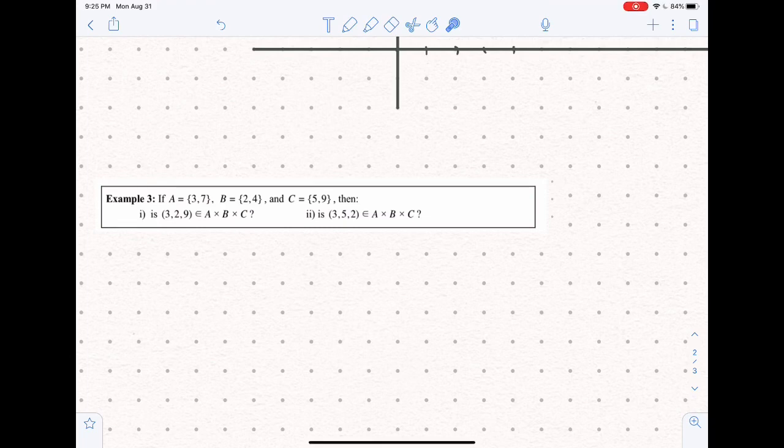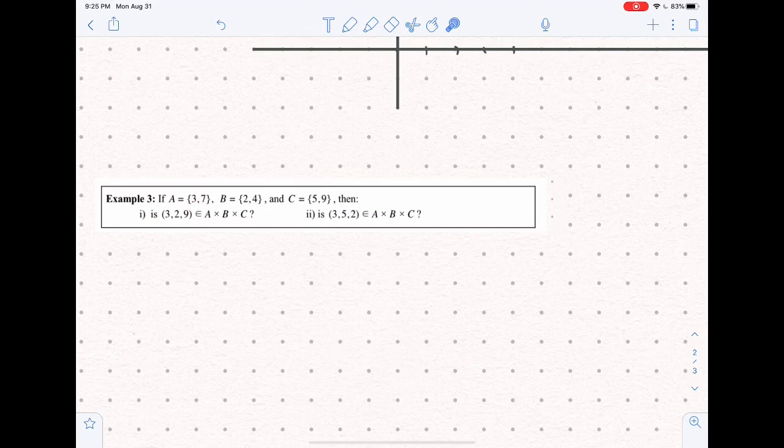Here, the set A includes 3 and includes 7. This is not interval notation. It doesn't have square or round brackets. It has those set brackets. So this set A really just consists of those 2 numbers. It doesn't have anything extra in there. Similarly, the set B is just these 2 numbers, 2 and 4, and the set C is these 2 numbers, 5 and 9.